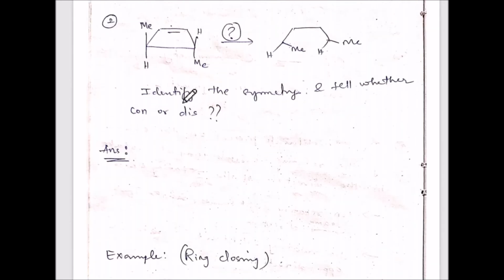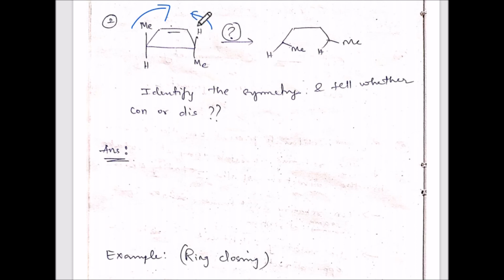Okay, let's go with one more example. We can try this one, right? So the same thing, this methyl is here and this methyl is down. Now you see this methyl has come here. So when I do like this, this methyl will come here, and this methyl should come here.